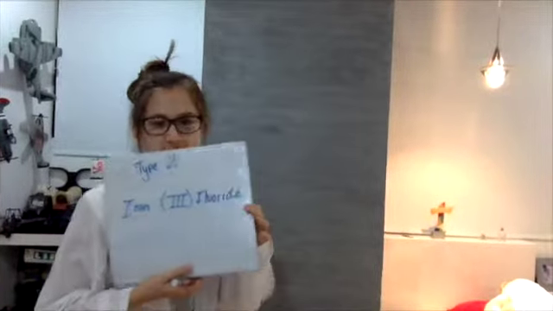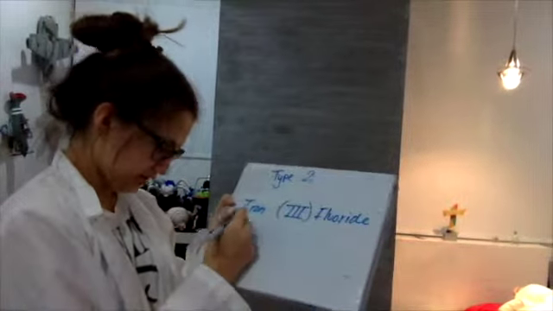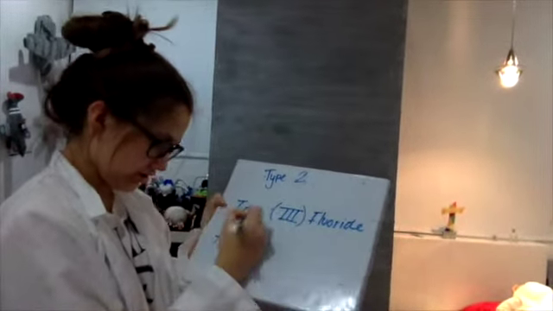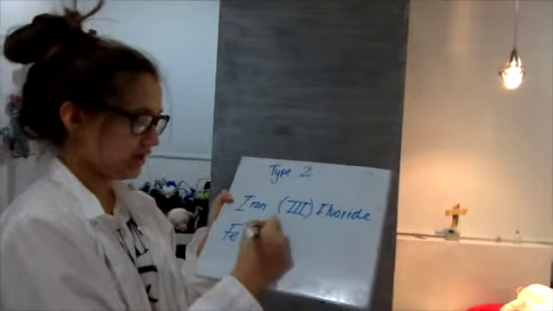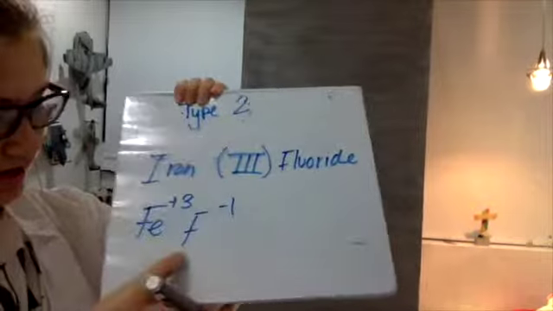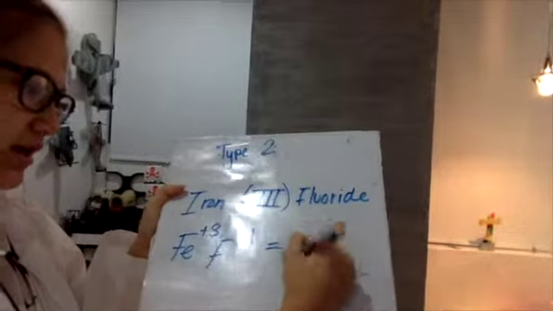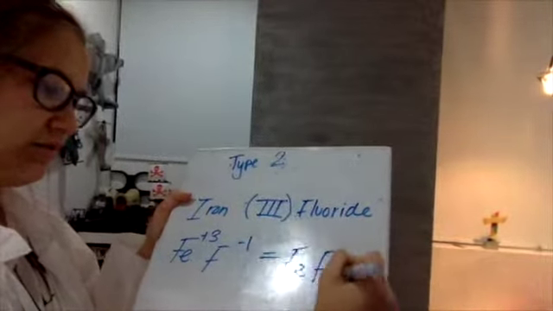A more complex example would be iron with an oxidation state of 3 and fluoride. That will be written like this: Fe with an oxidation state of +3 and F with an oxidation state of -1. To cancel it out, you will need 3 fluoride elements. So the answer would be FeF3.